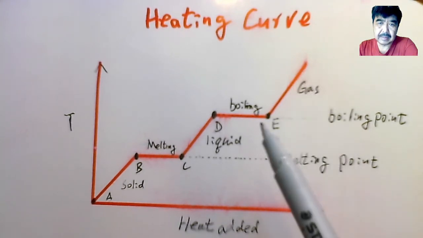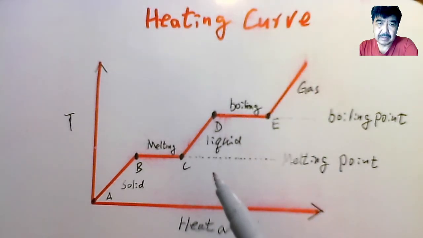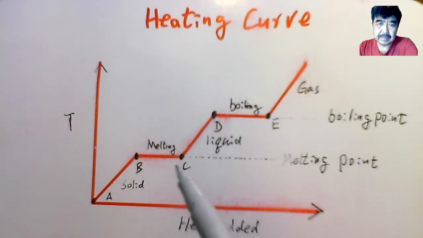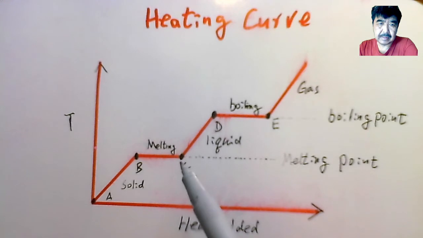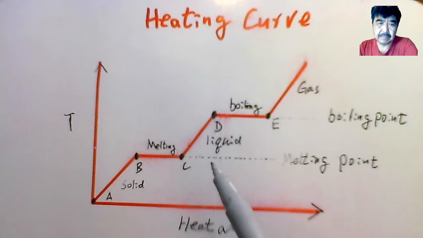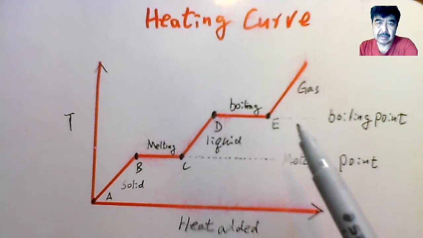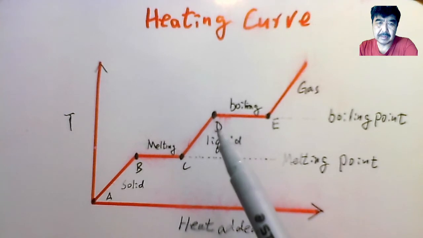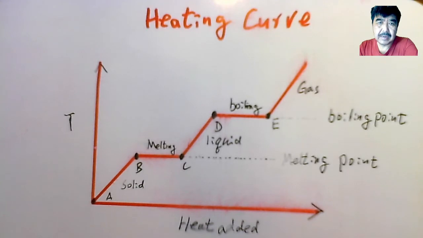This is the heating curve. There are two plateaus here. The first one, BC, is the melting point, the temperature at which the matter converts from solid to liquid. The second plateau here is the boiling point. Boiling point is the temperature at which the liquid converts to gas. That's the heating curve.